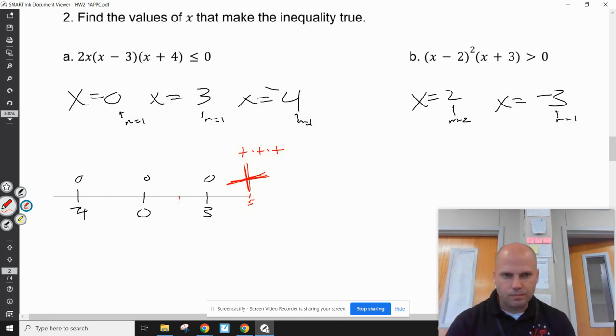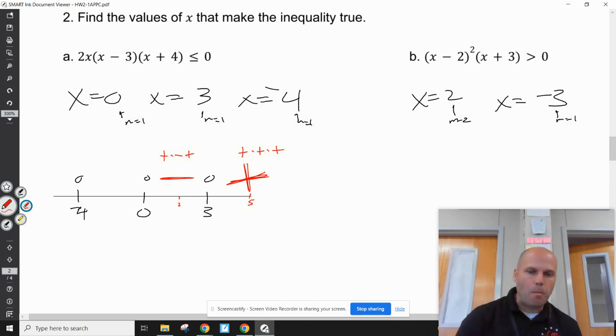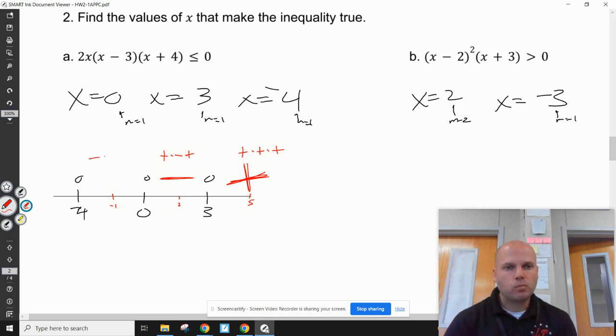Going to plug in 2. Positive, negative, positive. Positive, negative, positive. Positive times a negative times a positive is going to be a negative. Cool. Negative 1. Negative. Negative. Positive. Also positive. Negative 5. Negative, negative, negative. That's negative.